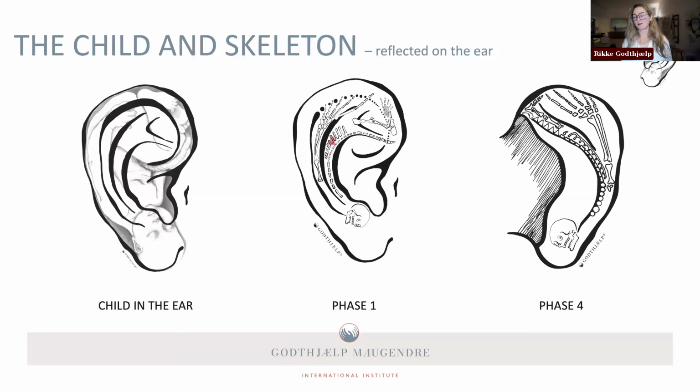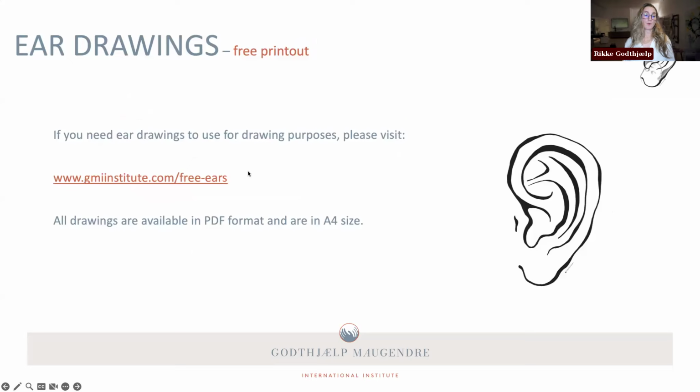This is the whole base of auriculotherapy. We have the child in the ear, the skeleton, and the back side of the ear. I will not go through that. Also, if you want a free ear that you can print out so that you have something to draw on, if you revisit this seminar, you can print out a free ear here, and then you can sit and draw in the points so that you have it available.